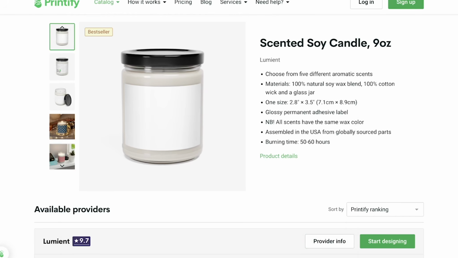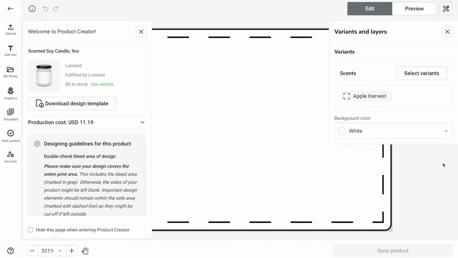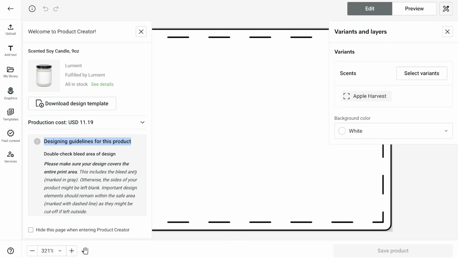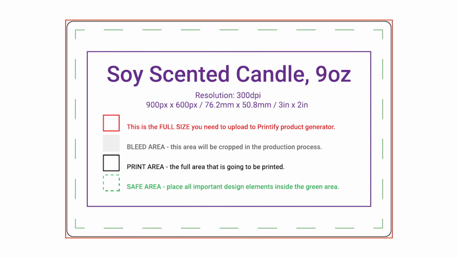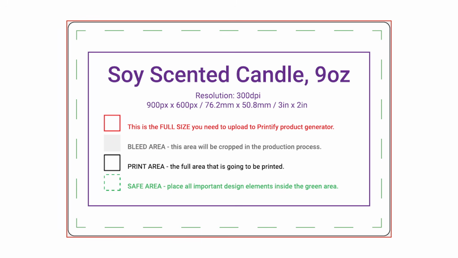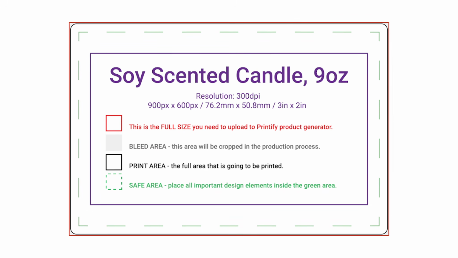Let's start designing one of our best sellers, the 9-ounce scented soy candle. Before you begin, check out the design guidelines by clicking on the info button in the top left. You can also download a design template to use with your desired design program. The template not only gives you the exact image resolution and sizes you need, it also clearly indicates the areas your design will occupy on the label. As you can see, this black line shows the entire area available for our design. Lucky for us, we have plenty of space to work with.